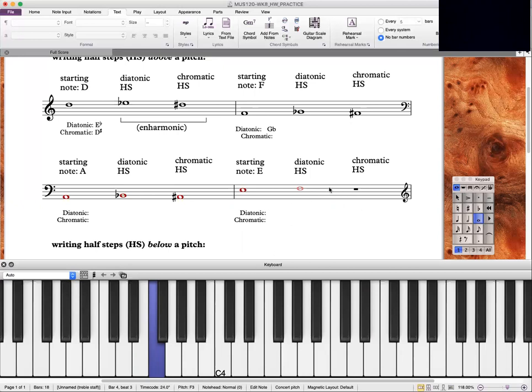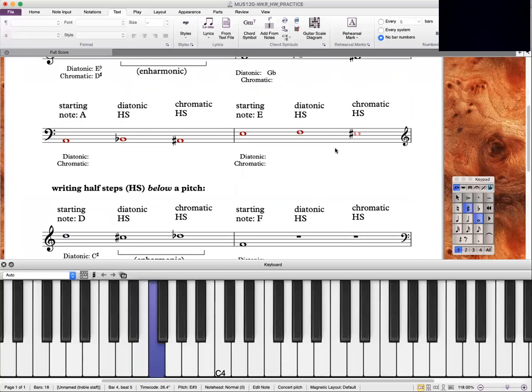Now, how about the chromatic half step? So E, again, this one is going to remain quite simple because we're starting with natural pitches, and all we have to do to raise it by a half step chromatically is add that sharp sign, right? That means raise by a half step, so E to E sharp is our chromatic half step. And again, just double checking, the F and E sharp are enharmonic. They're the same key on the keyboard.